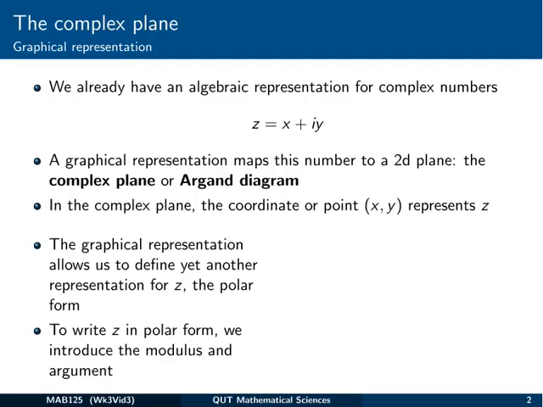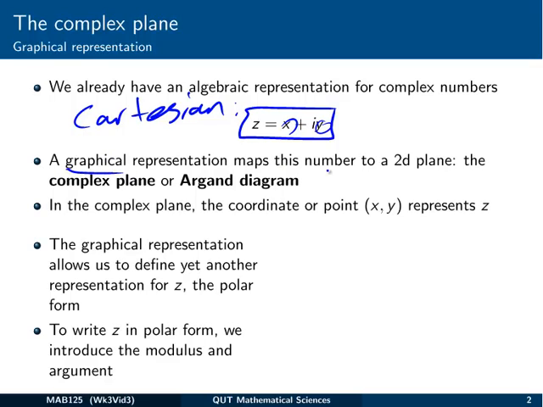So we already have the algebraic representation, the Cartesian or rectangular form, z equal to x plus iy. X is the real part and y is the imaginary part of our complex number. The graphical representation that we're going to introduce is going to map that number to a two-dimensional plane. Now the two dimensions are going to correspond directly with the imaginary component and the real component of the number. And we're going to call that representation the complex plane or an Argand diagram. Both mean the same thing.